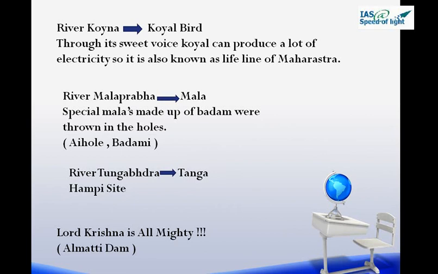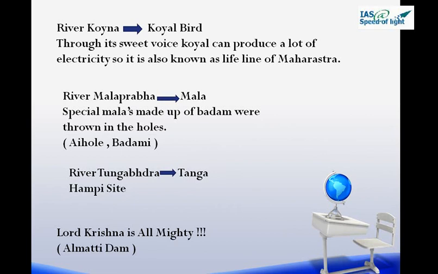These two are very important places, with Pattadakal. These three places in northern Karnataka are very important from the art and architecture point of view. We will cover these places in our art and architecture part as well. So river Mala Prabha, it becomes Mala, and from Mala it becomes Badam, that is Badami, and Hole, that is Ehole.